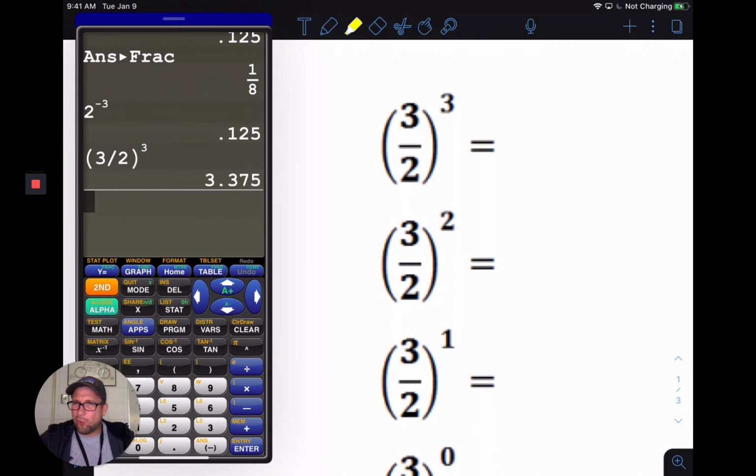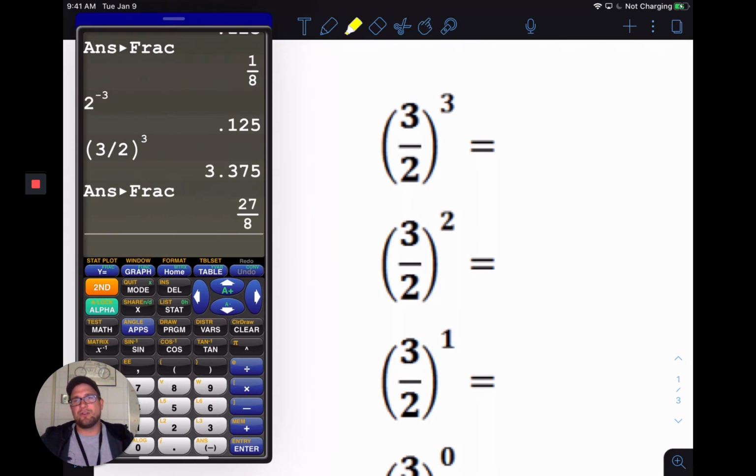Wow, that wasn't quite what we were looking for, because now even if I turn this into a fraction, let's see what we get. Oh, that actually helps us out. 27/8. And, well, yeah, of course, because the 3 goes here. 3 to the third power is 27, and 2 to the third power is 8.